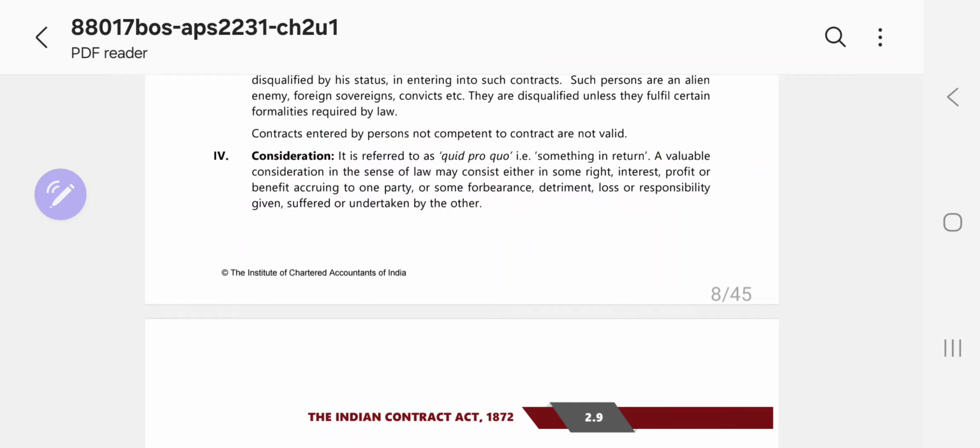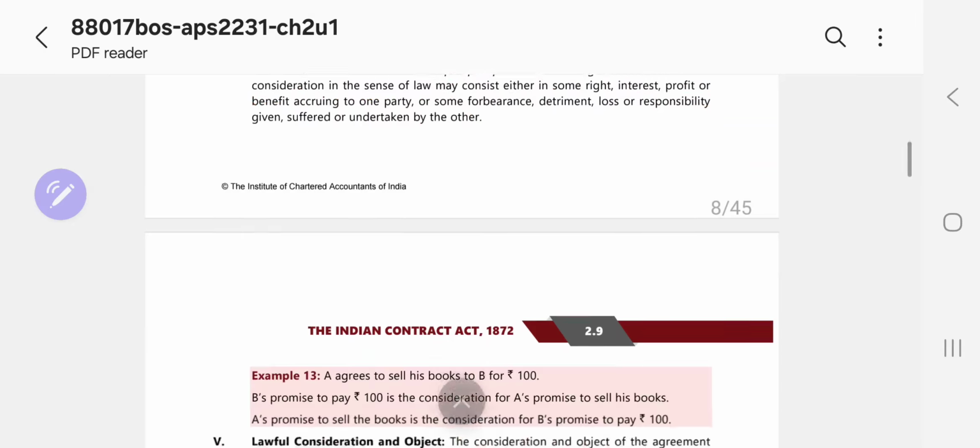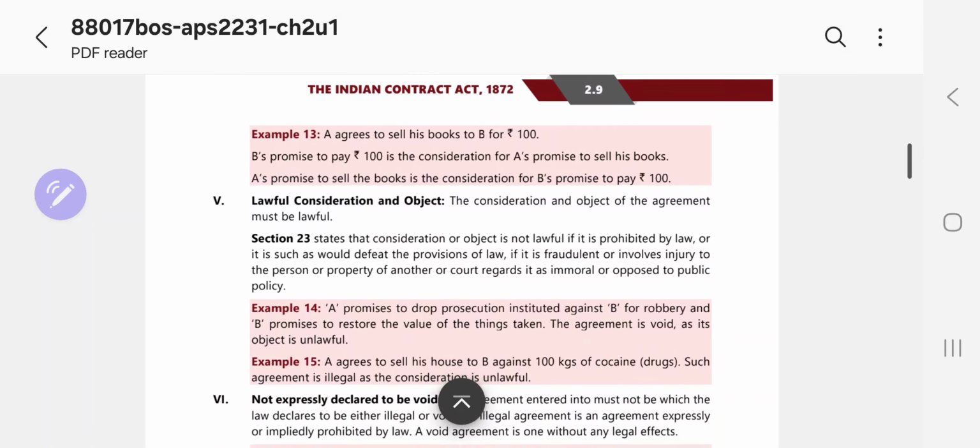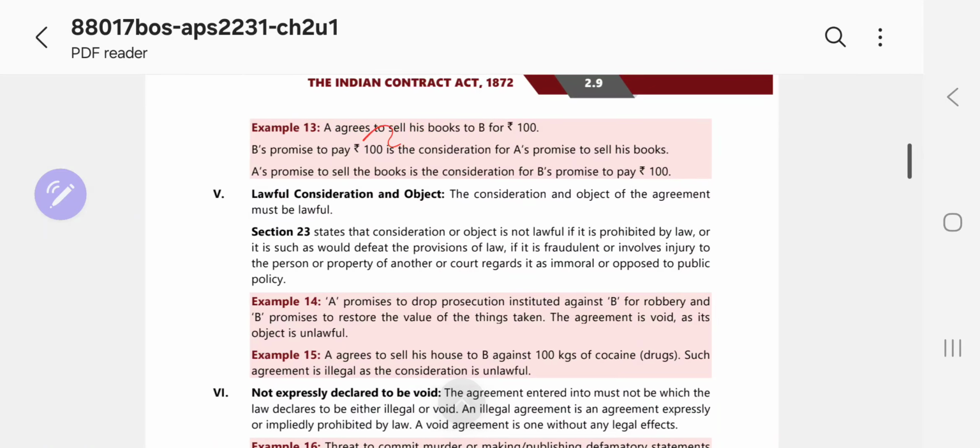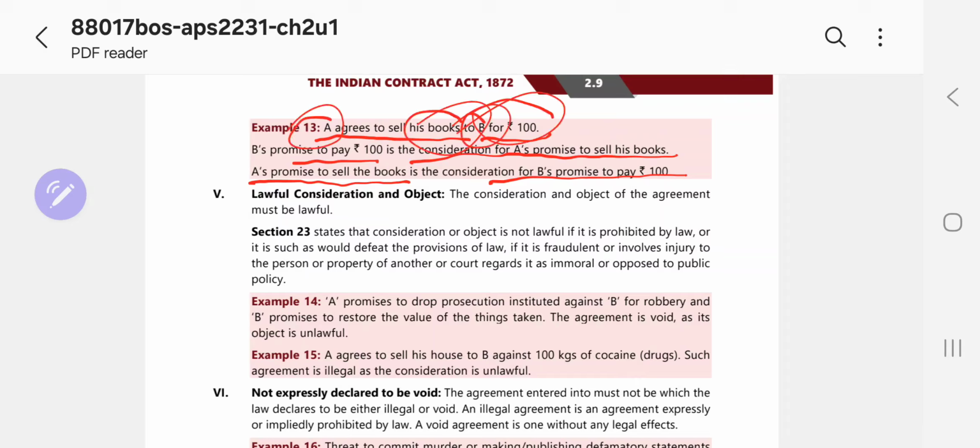The contract should be entered into by both the parties for something in return. Okay, so then that is called a valid contract, otherwise not. For example, A agrees to sell his books to B for rupees 100. B promises to pay rupees 100 in consideration for A's promise to sell his books. A's promise to sell books is the consideration for B's promise to pay. For A, rupees 100 is the consideration, for B, books are the consideration. So A and B enter into a contract for a particular consideration, for rupees 100 and for books. So this is a valid contract.